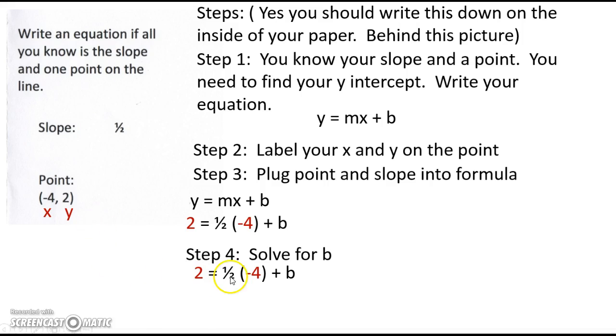So I have 2 is equal to 1/2 times -4 plus some number. So the first thing I'm going to do is do 1/2 times -4. And I get -2. So 2 is equal to -2 plus some number. I want to find out b, so I need to get b by itself. So I'm going to do the opposite of -2, which is add 2 to both sides. Once I add 2 to both sides, b is 4. I'm going to give you about 15 seconds. Make sure you have everything written before we move on.